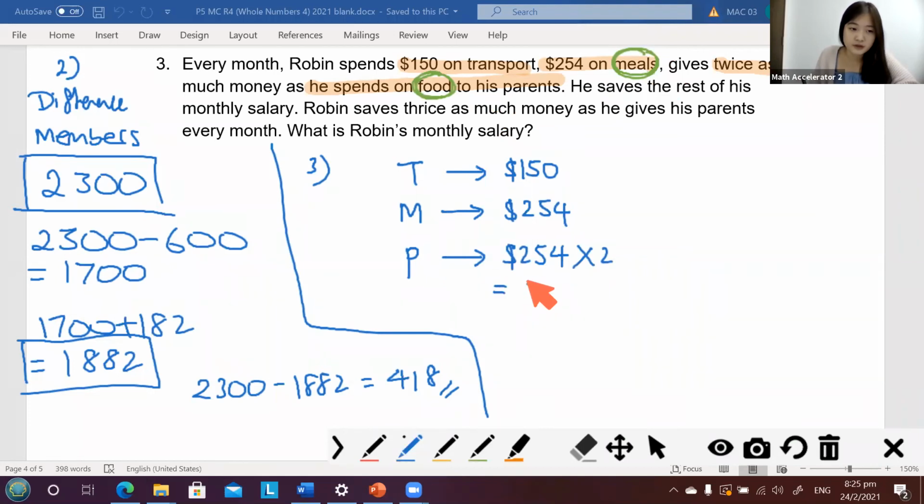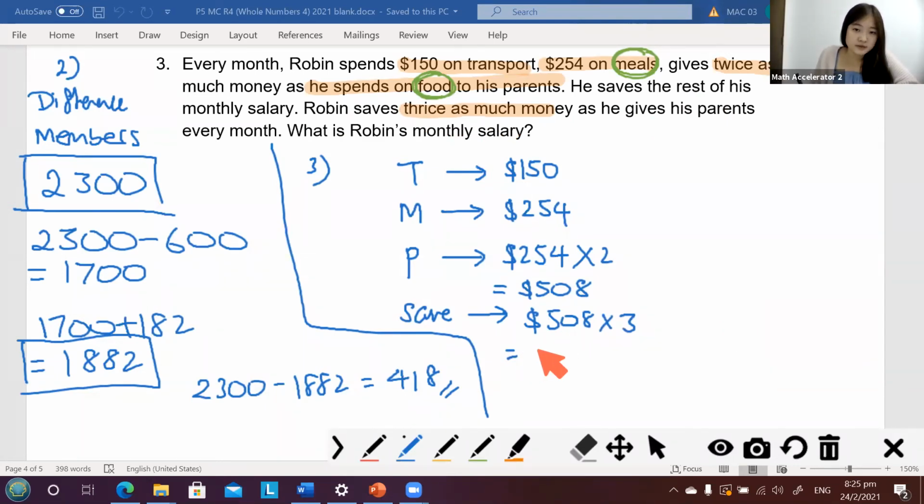Okay, thank you, Olivia. 508. Yes. Then he saves the rest of his monthly salary. Okay, let's find out how much he saves. Robin saves twice as much money as he gives his parents every month. Twice. So the parents we found out is 508. Twice would mean times 3. What do you get here?